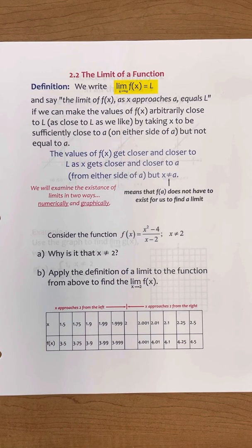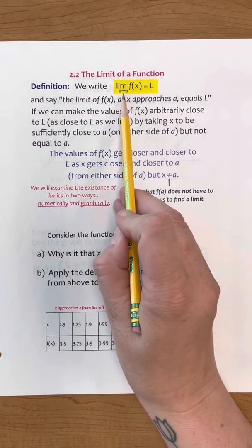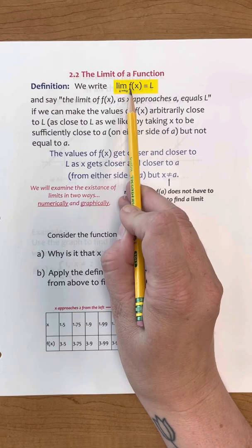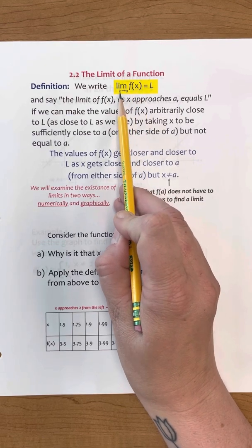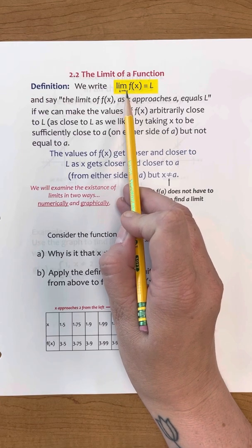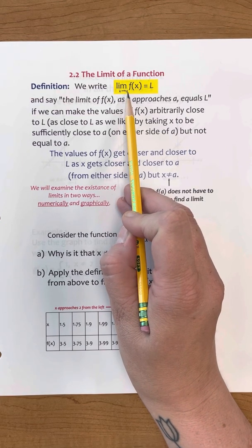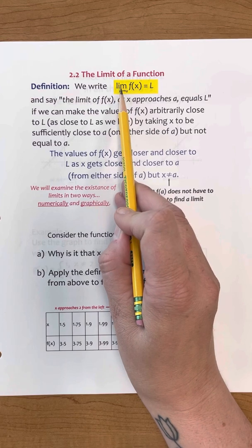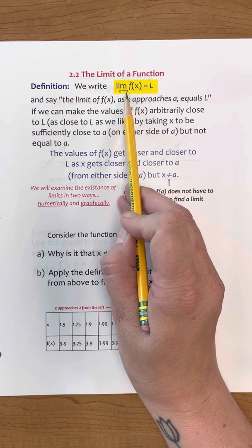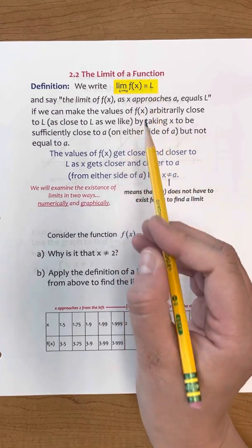So we're in the second section of chapter 2. We're going to be talking about limits of a function. And so at the top of your notes, we've got a definition. The way that we would read this, written in yellow, we would say the limit of f of x as x approaches a. So a is going to be some number that we're approaching. Could be a positive number, negative number, fraction, whole number, whatever. So the limit of f of x as x approaches the value of a is equal to L.